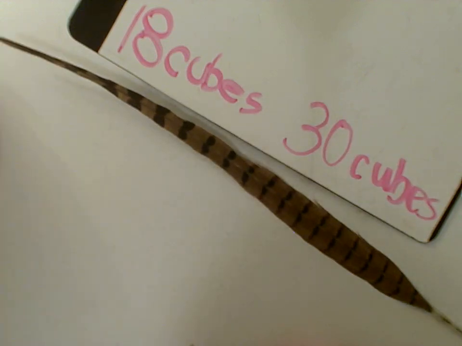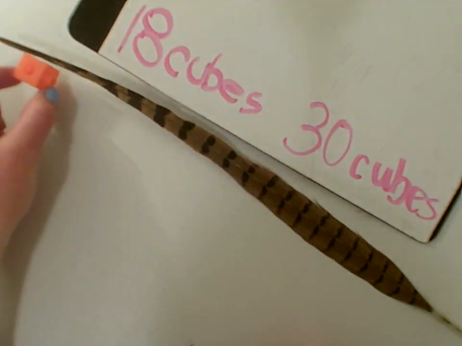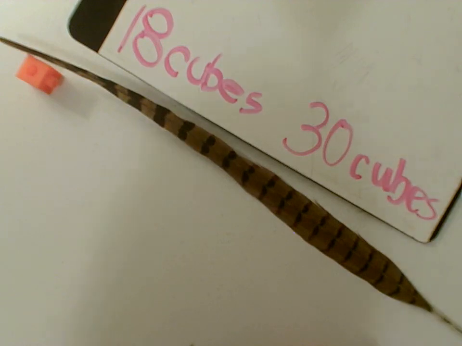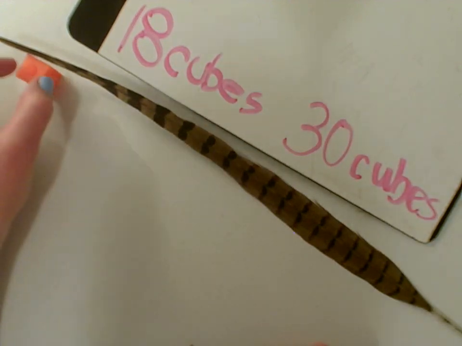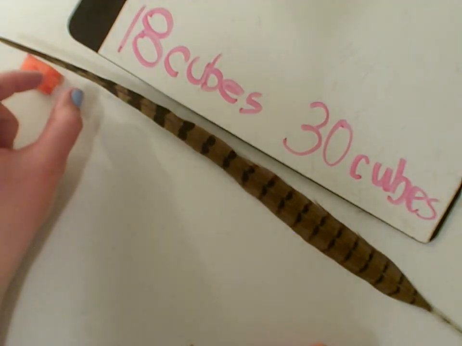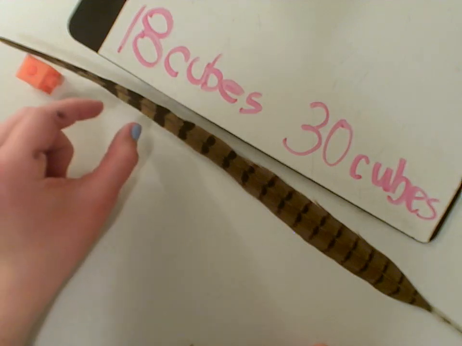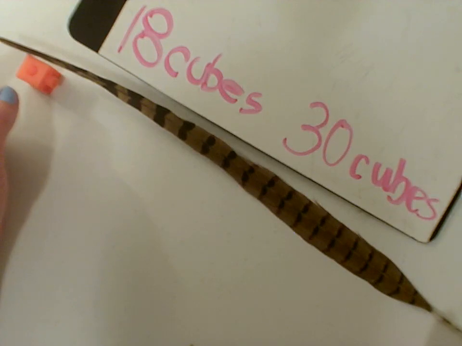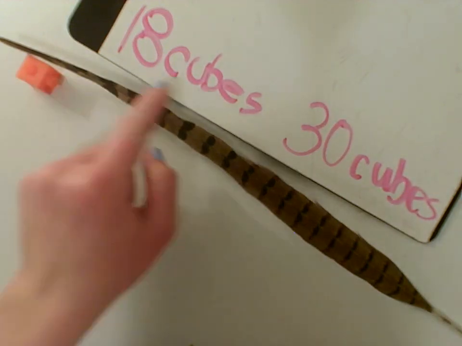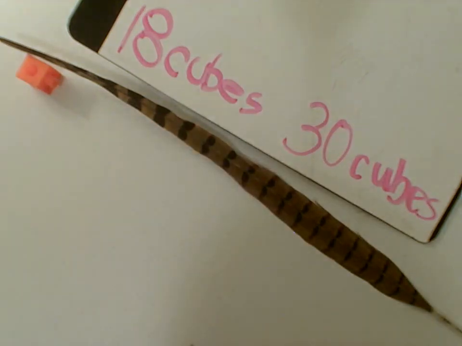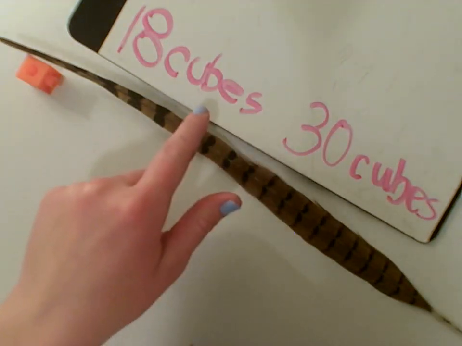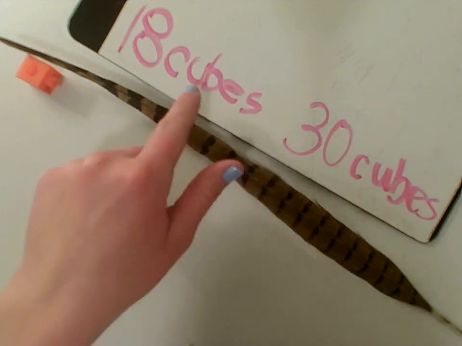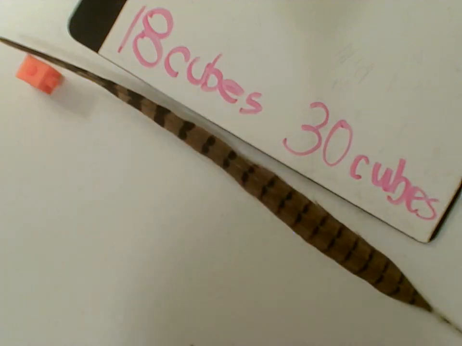Here is my orange cube. Sometimes it helps me if I look at the size of the cube and I pretend that I stack cubes together. How many would 30 cubes look like? What would 18 cubes look like? This is a big difference. There's 12 cubes difference between each number. So let's measure.